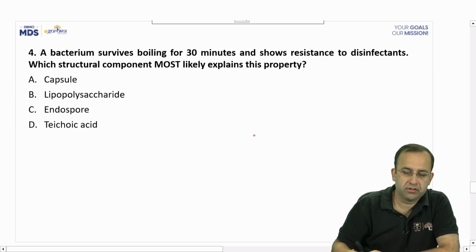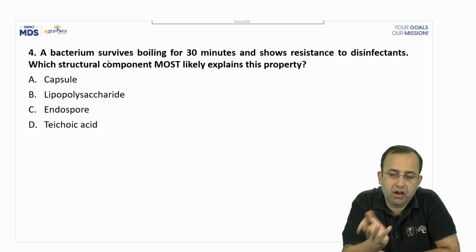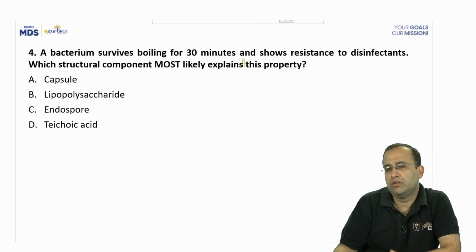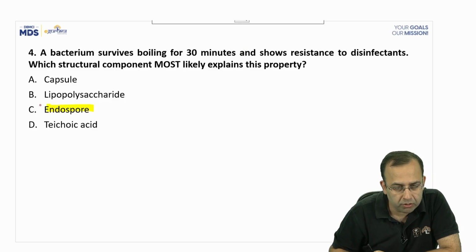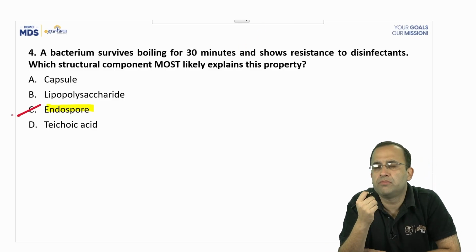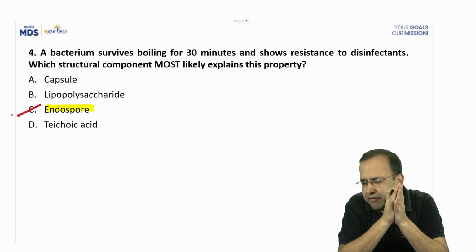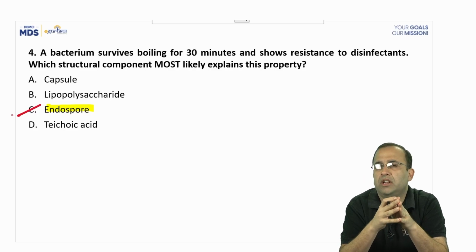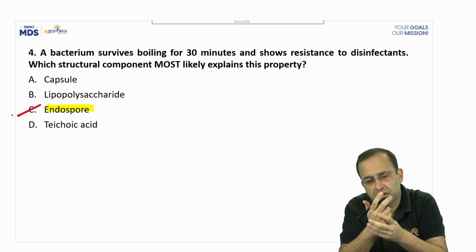Next question. Straightforward. A bacteria survives boiling for 30 minutes. How? And it shows resistance to disinfectants. So how? It has spores, endospore. Which structural component is most likely responsible for this? That is endospore. Lipopolysaccharides, endotoxins, teichoic acid, capsule, everything are the virulence factors with respect to microorganisms. But what gives it so much resistance? Endospores. That is why they are the most resistant to disinfection.